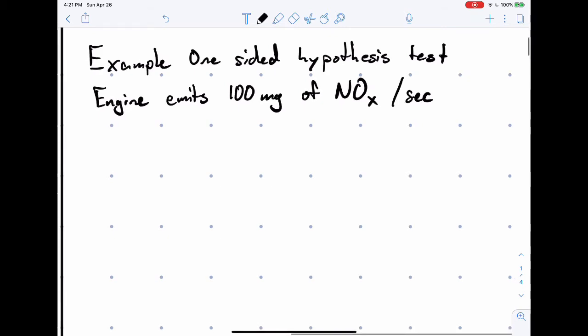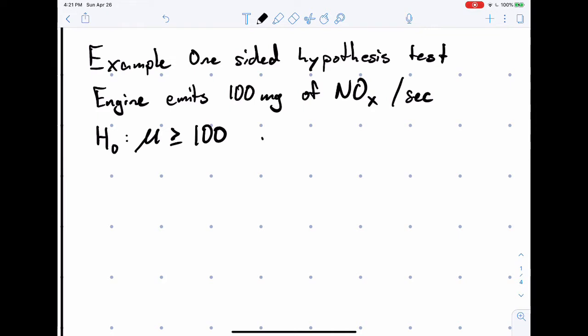So the thing that we want to disprove, then, we assume that after the modification, it's the same. So mu is greater than or equal to 100. This is the thing we'd like to show is false.